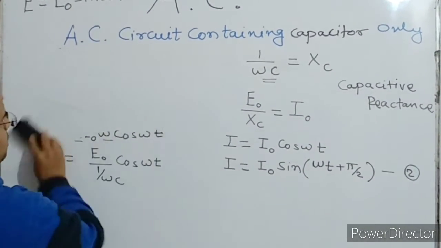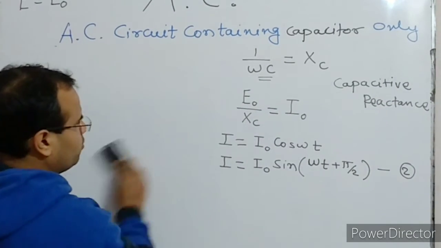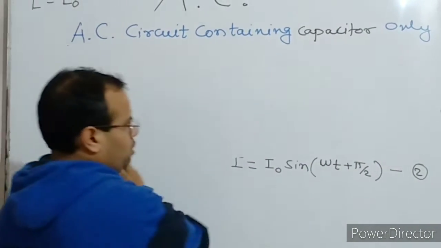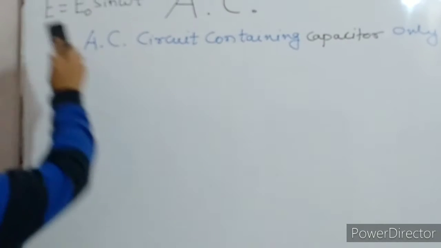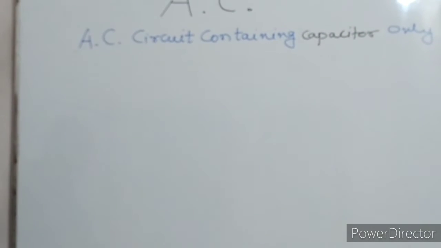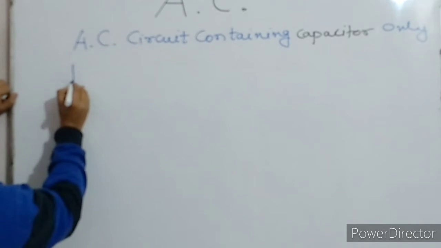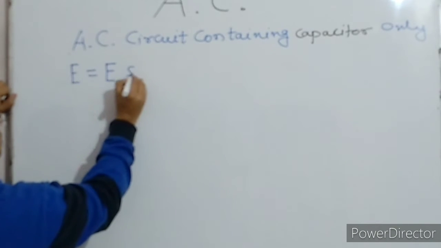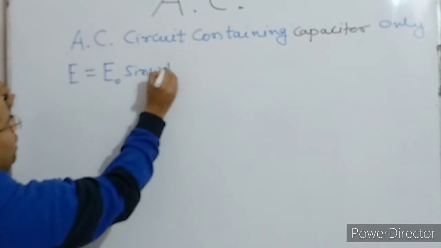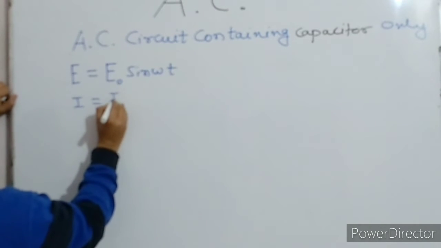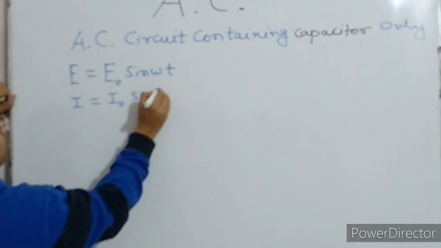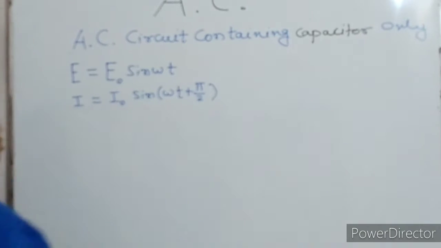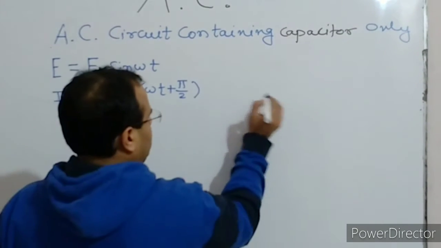Okay, so let us try to plot how the current leads the EMF by pi by 2. For this, we are going to write both the equations first, as we did last time. Here we have E is equal to E naught sin omega t, and I is equal to I naught sin(omega t plus pi by 2). Okay, now let us plot it.